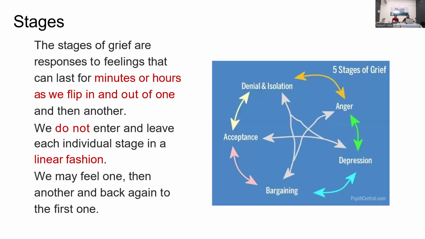Right. So the stages of grief, as explained by Elizabeth Kubler-Ross. I think you might be familiar with this. First, we go through denial and isolation, but she mentioned this in a linear form. Okay. So denial and isolation, then anger, depression, bargaining, and acceptance. But it doesn't usually happen in a linear form. It can go in either direction.